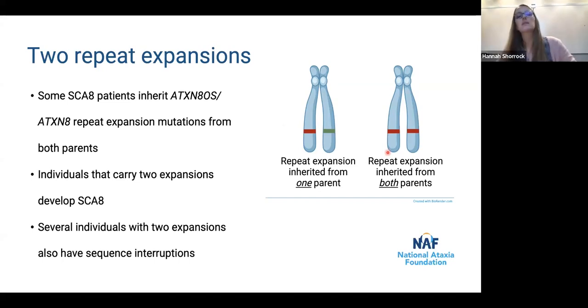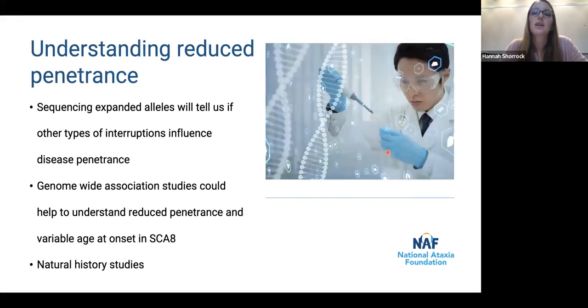And several of these individuals who had these expansions also had sequence interruptions in one or both of their repeats. And so this is a second way in which we think that differences in these repeat expansions might lead to individuals being more likely to develop disease. But again, that's not a complete picture. And so really, we're still trying to understand this reduced penetrance of SCA8. So more studies that sequence these expanded alleles will be able to tell us if other types of interruptions actually influence disease penetrance. And having some of these longer studies where we follow individuals over time and understand if they are likely to develop SCA8 at any point in their life when they have these different types of interruptions will also help us to understand this reduced penetrance more.